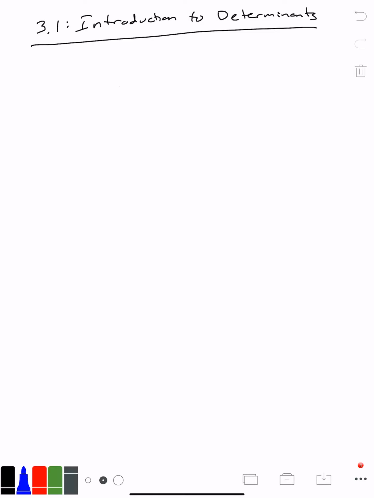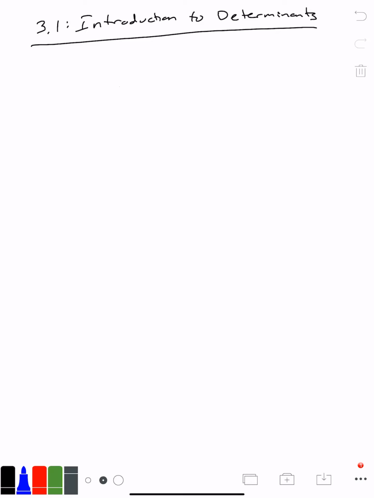This is section 3.1, Introduction to Determinants. This is another one of those topics that you should have learned originally back in algebra class and then seen it again in multivariable calculus. But let's make sure that we can all do this here.